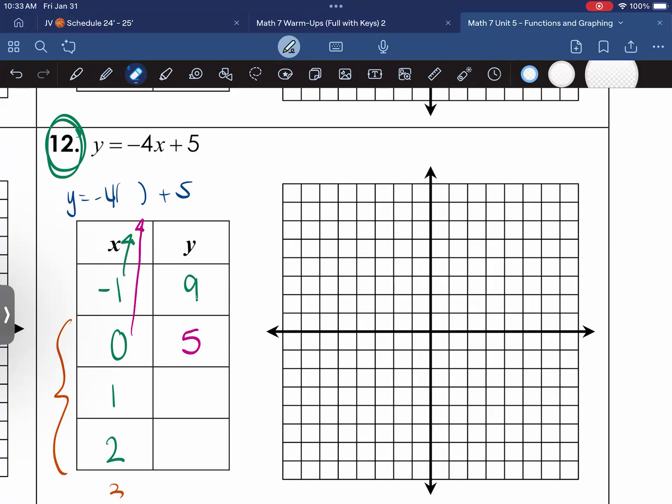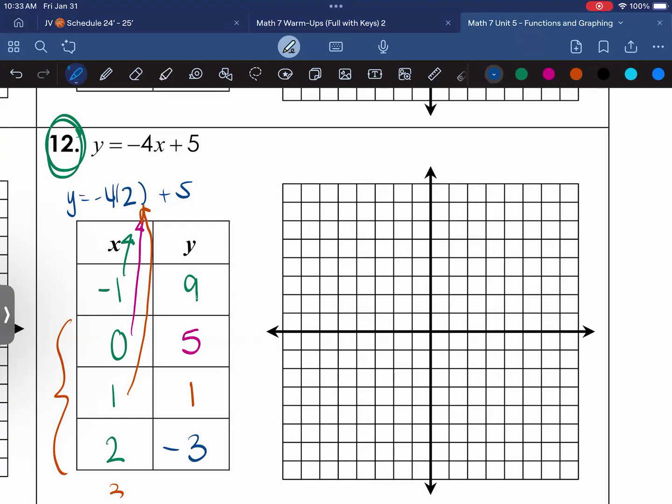Okay, get rid of that 0. Now I'm going to plug in a +1. -4 times 1 is -4. -4 plus 5 will get me a +1. And then finally, I will plug in +2. I get -8 plus 5, which is -3. Okay, use your calculator here, write out however much you need to.